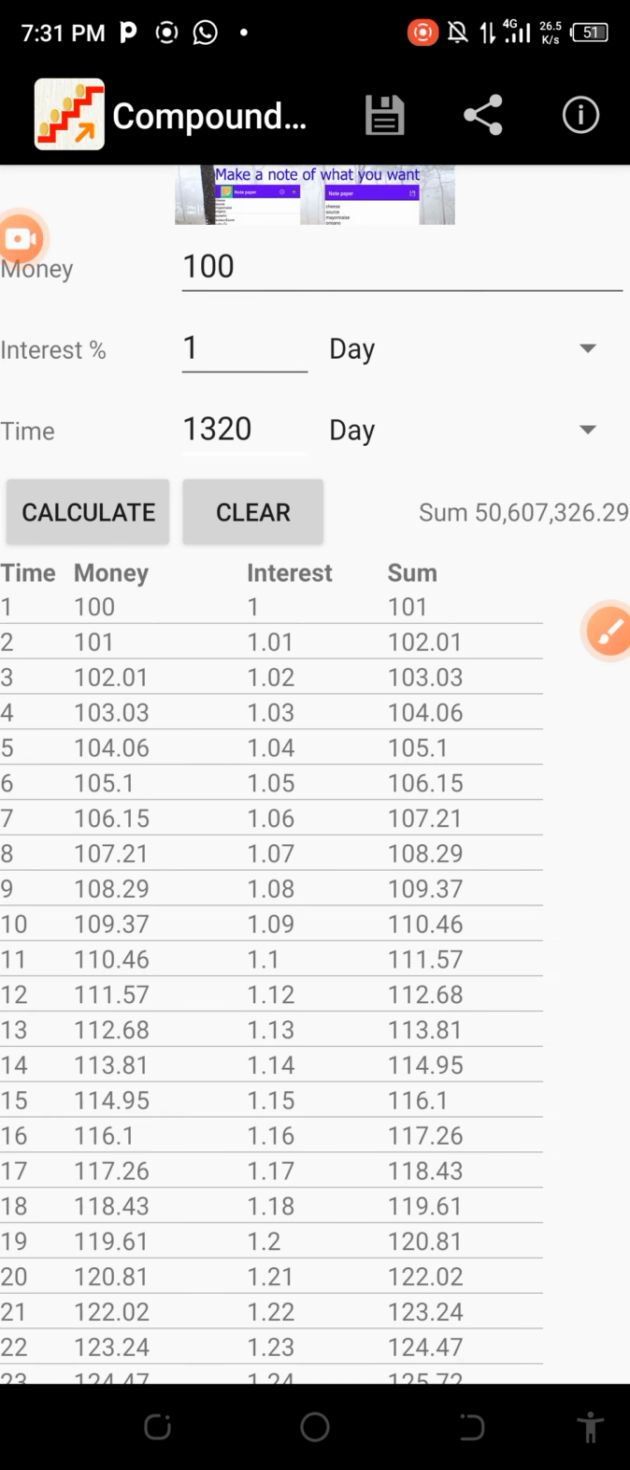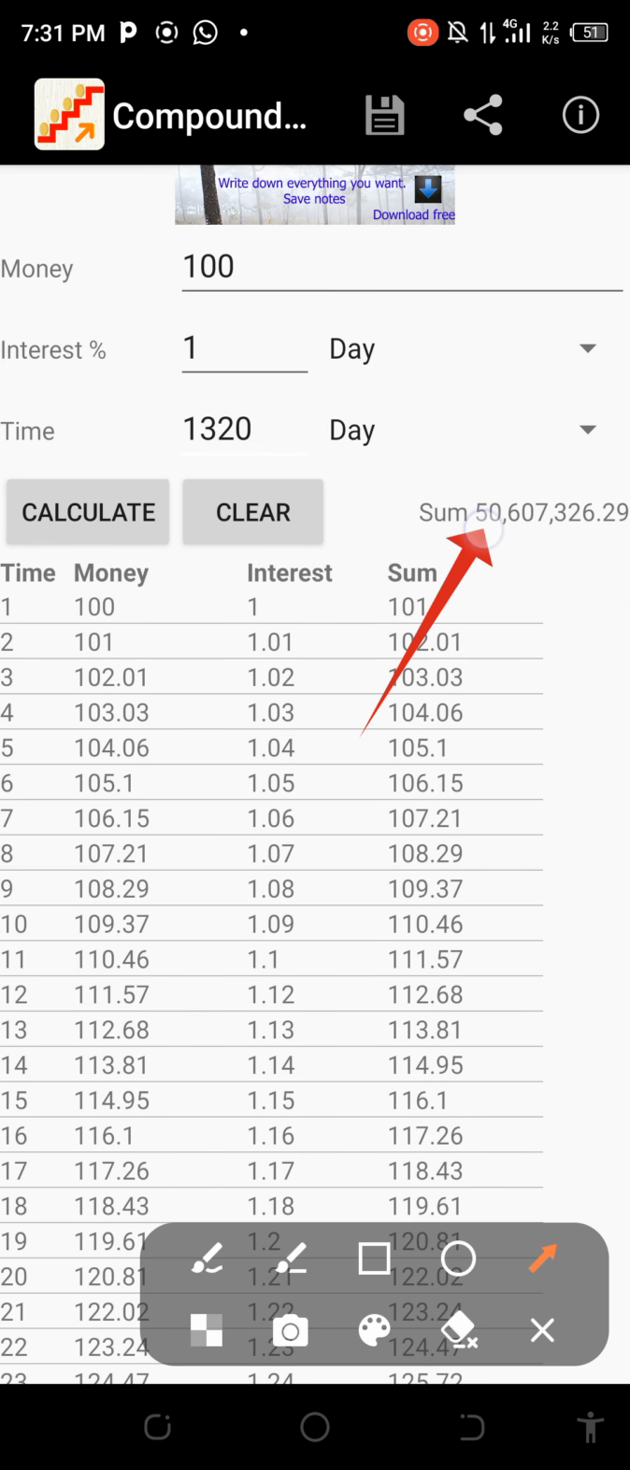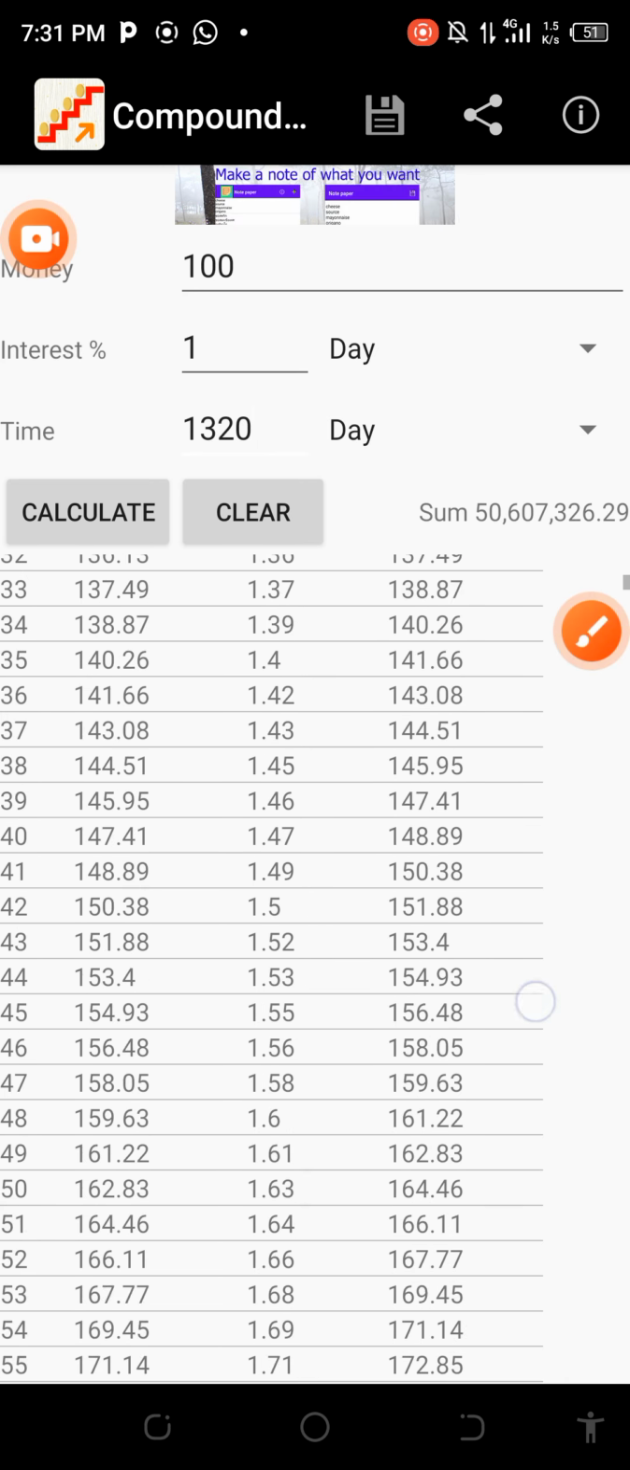Tell me any trade, any business that is as profitable as this. You can see the total money here after the 5 years: $50,607,326. $50.6 million in 5 years. Does this worth it or not? I think it's really worth it.